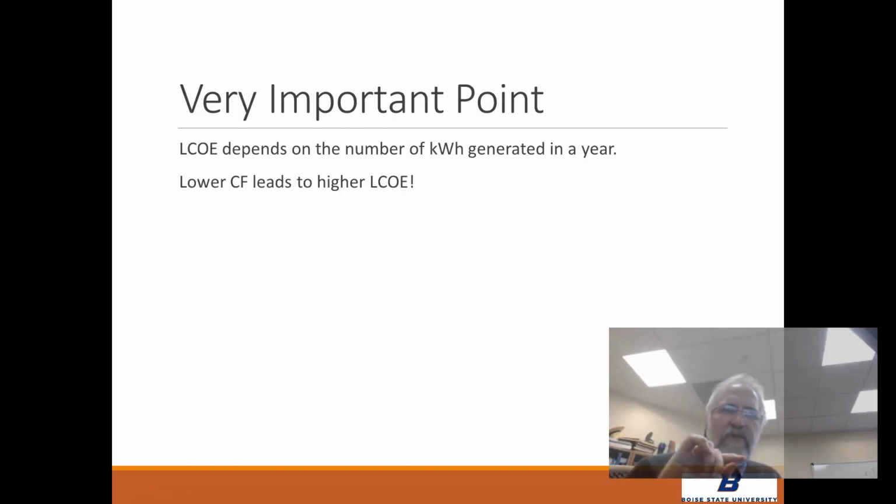Here's the important point, and this is what we're going to spend the next several slides on: the levelized cost of energy for any given facility depends on how much energy it produced. So the higher your capacity factor, the lower the levelized cost of energy. Very important point I want you to make sure you understand. And I think it's fairly straightforward to think about it.